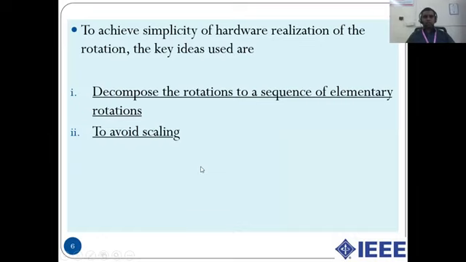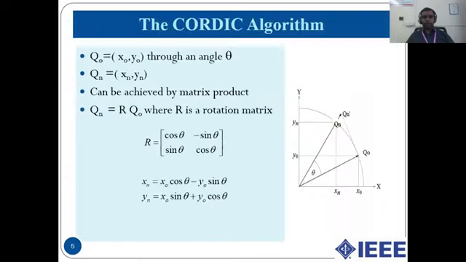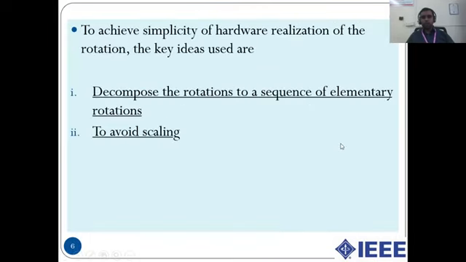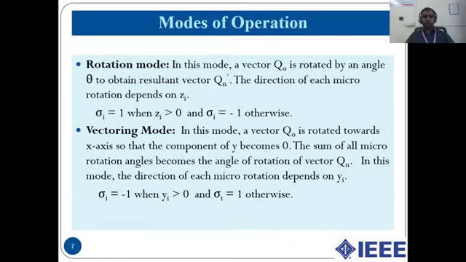To achieve this simplicity of hardware realization of this rotation, the key ideas used in implementation of CORDIC are to decompose these rotations into a sequence of elementary rotations and then to avoid those scaling parameters. Here, in order to rotate from Q0 to Qn, we try to follow different rotations based upon some elementary rotations.